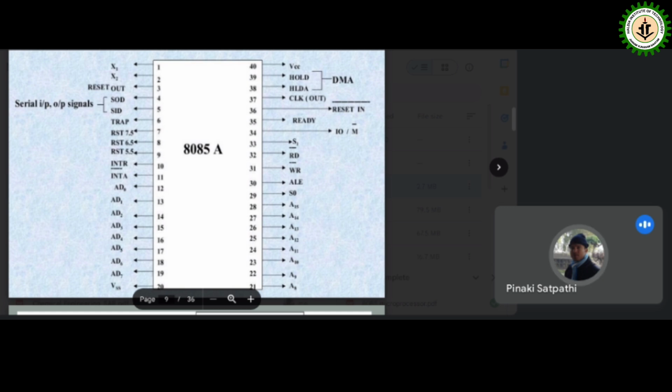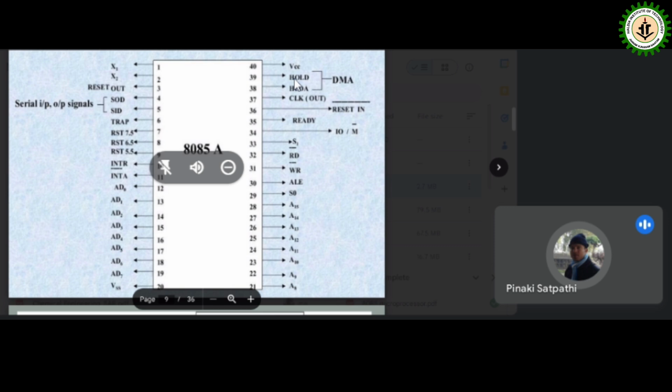Next one is the reset in signal. What is its function? It is the input signal provided to the microprocessor. When it goes low, the program counter is reset to 0000 and the buses are tri-stated. Next one is the reset out signal. It is the output signal from the microprocessor. When it goes high, it indicates the microprocessor is being reset. This signal can be used to reset the other devices.